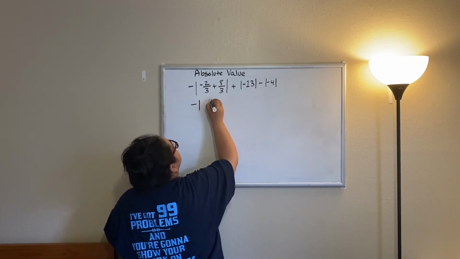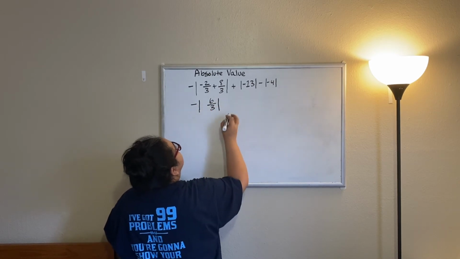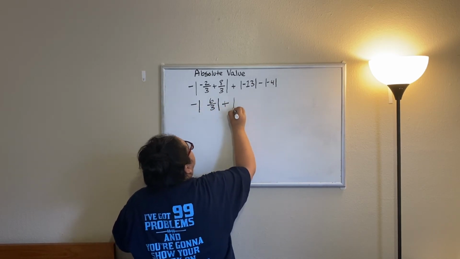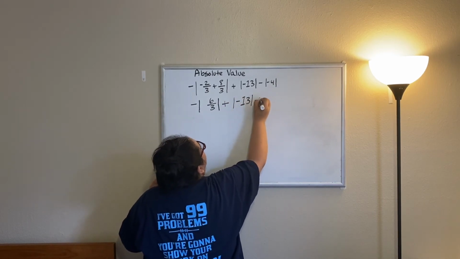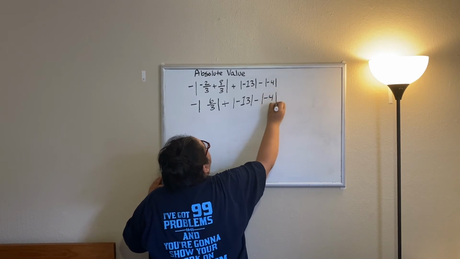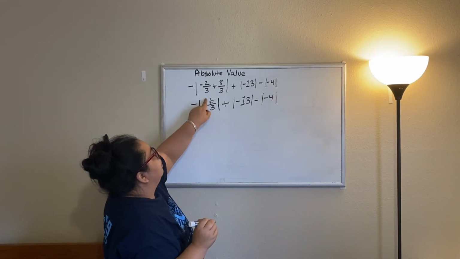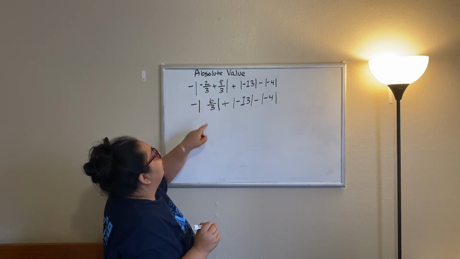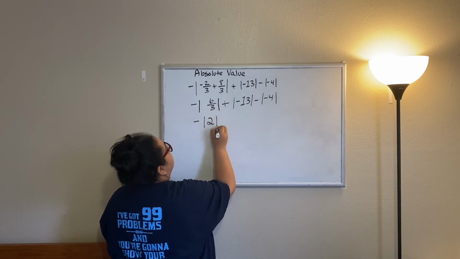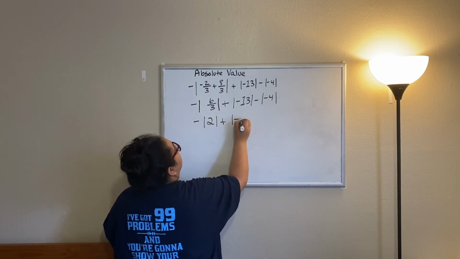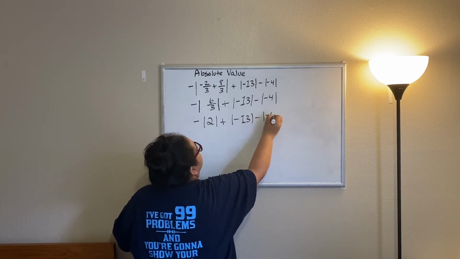I made a mistake there. It's positive 6/3. So we get the absolute value of 6/3. And we're going to bring everything else down. So plus the absolute value of -13 minus the absolute value of -4. And now we still need to simplify inside this absolute value because I have division. 6/3 is actually 2. So this is negative absolute value of 2 plus the absolute value of -13 minus the absolute value of -4.